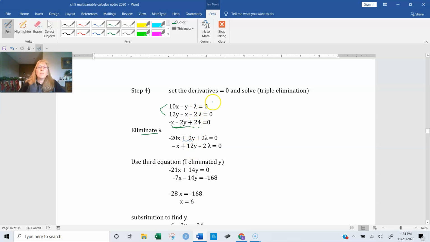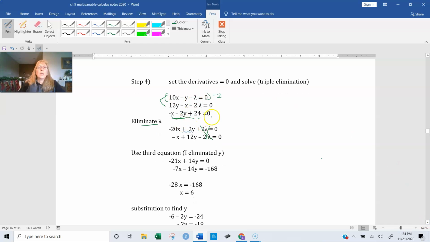I want to eliminate lambda, so I'm going to multiply this one here by my negative 2. That's how we got the negative 2 lambda. Add these up, so this here crosses out. You got negative 21x plus 14y equals 0. We've done our elimination. Now I have to eliminate x or y.